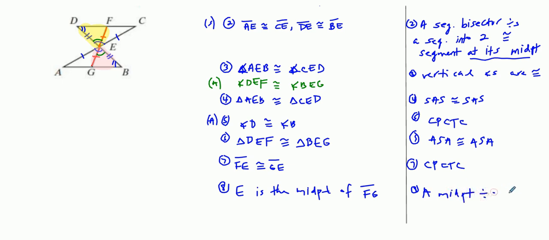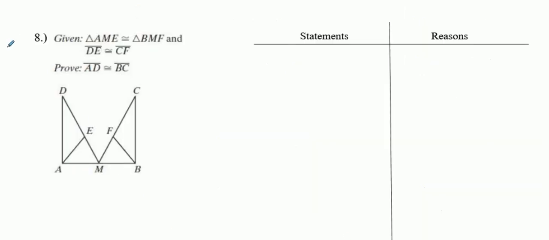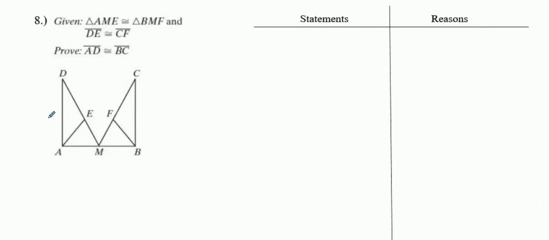A midpoint divides a segment into 2 congruent segments. Great. And I believe we have one more, which is proof number 8 on the next page.